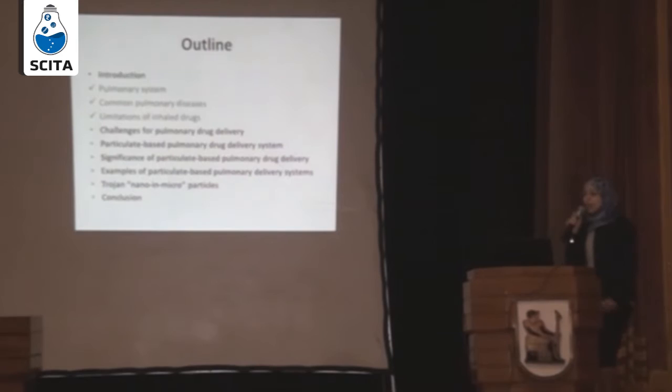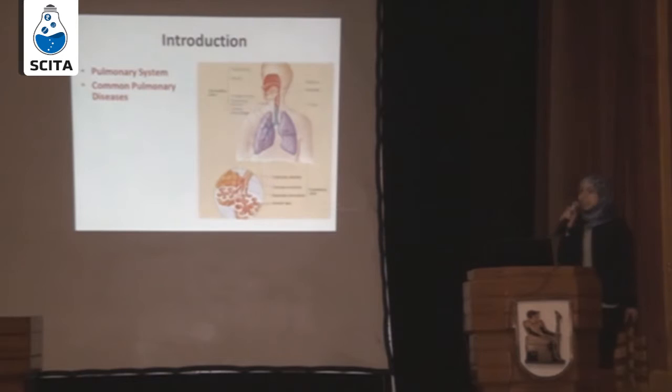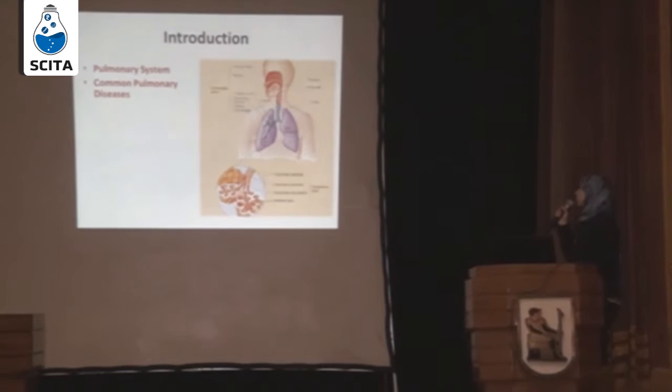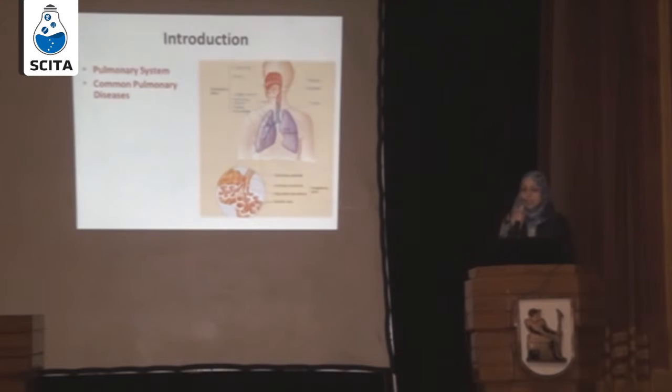So starting with the pulmonary system. We all know that the pulmonary system is composed of two parts. First, the conductive zone, which is composed of the nasal cavity, mouth, trachea, bronchi, and the second part is the respiratory zone, which mainly contains the alveoli, bronchioles, arterioles. The function of the conductive zone is to filter and warm the air, and then transfer it deep to the deep lung, which includes the alveoli, which are responsible for exchanging oxygen and carbon dioxide with the blood.